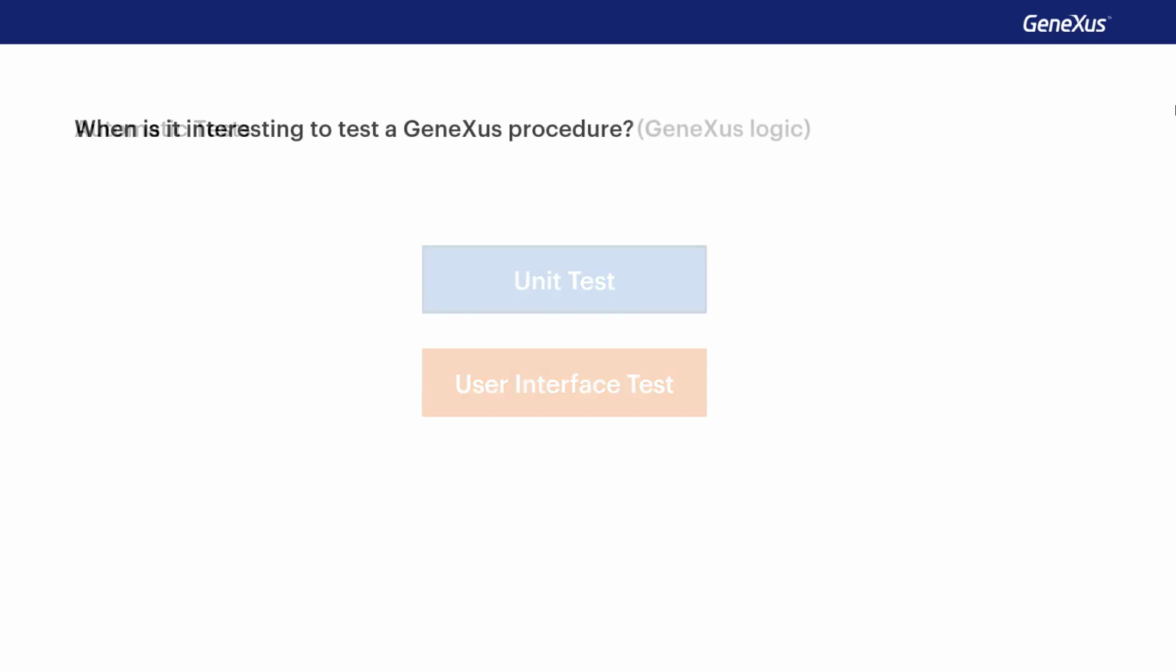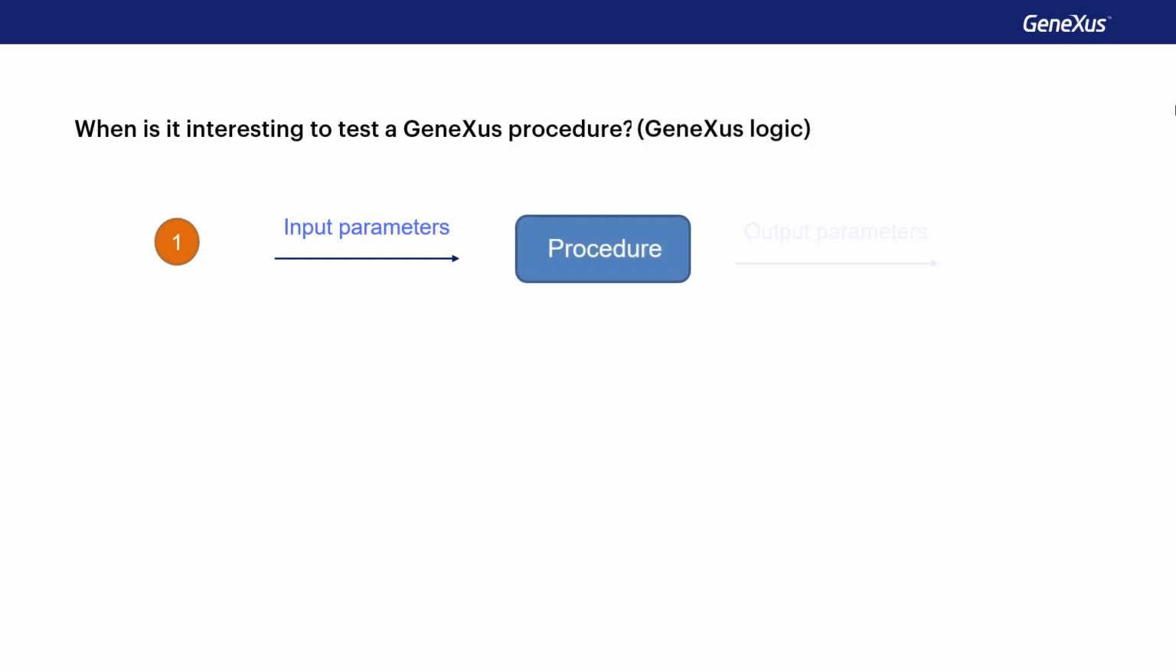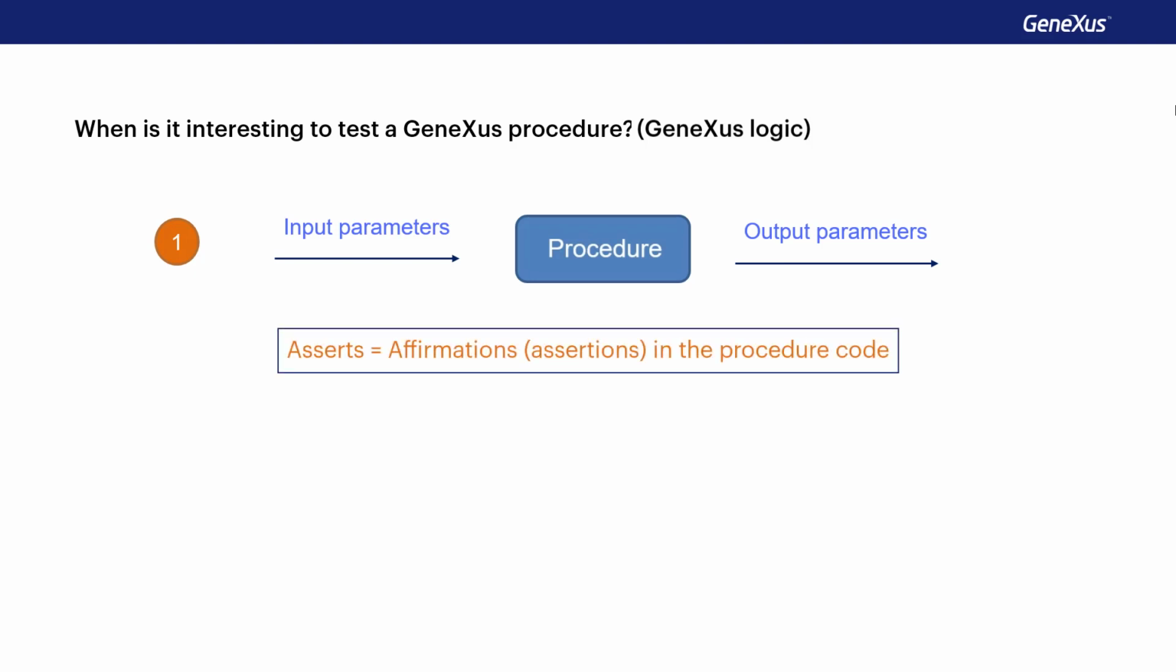So, when should a Genexus procedure be tested? When given some input parameters, the output of the procedure is to be tested by comparing the expected results, using assertions, with the results of the process, either output variables, files, or database records. To this end, assertions, that is, affirmations or statements included in the procedure, are used.